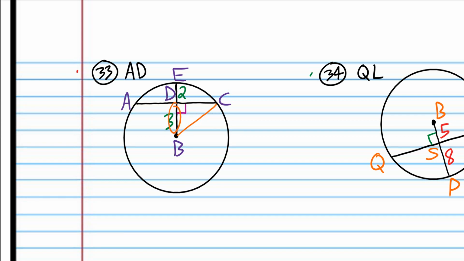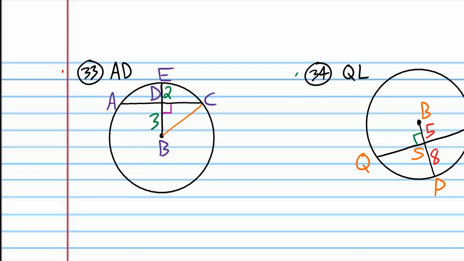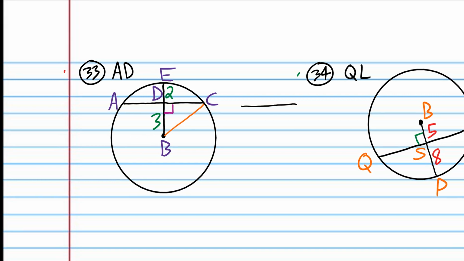This length is 3 and this length is 2. So if you add those up, you get this radius is 5 units. But that means that this radius must be 5 units also. All radii of this circle are the same. They're all 5 units. So you might be thinking, who cares? I don't get it. How does this help us?